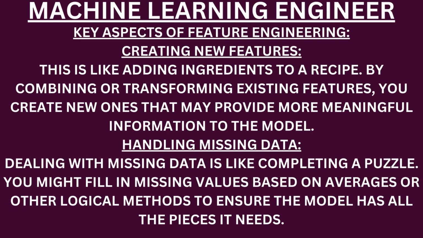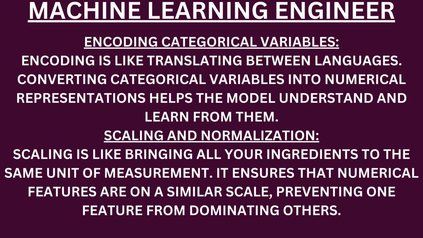Key aspects of feature engineering. Creating new features. This is like adding ingredients to a recipe. By combining or transforming existing features, you create new ones that may provide more meaningful information to the model. Handling missing data. Dealing with missing data is like completing a puzzle. You might fill in missing values based on averages or other logical methods to ensure the model has all the ingredients it needs. Encoding categorical variables.